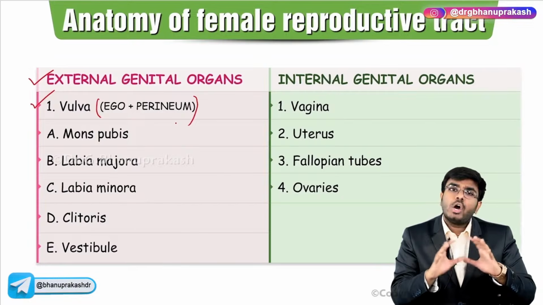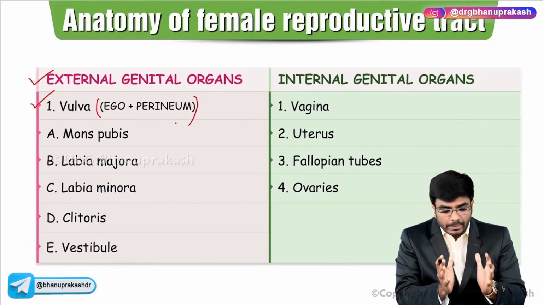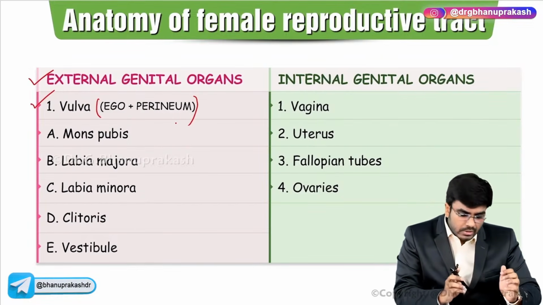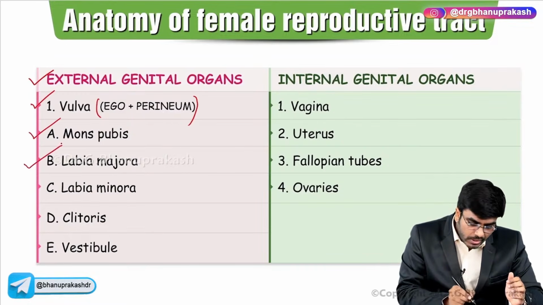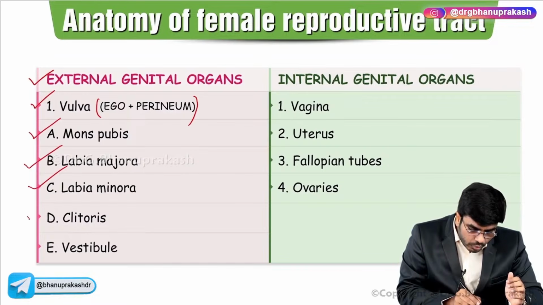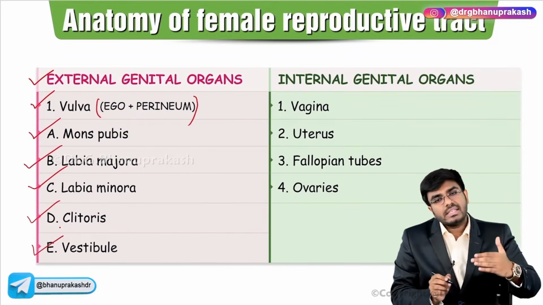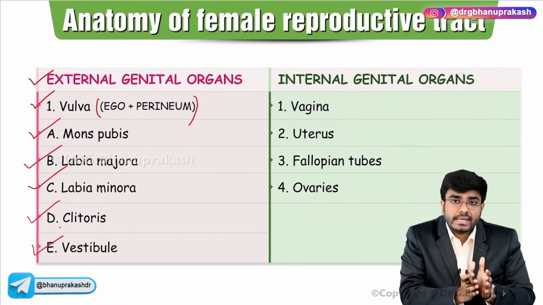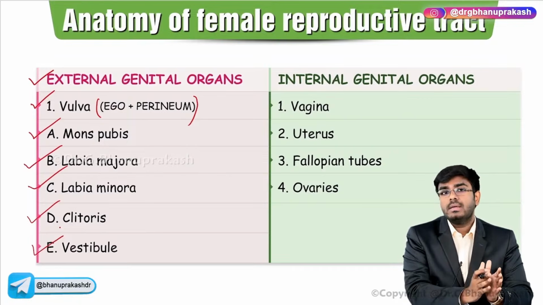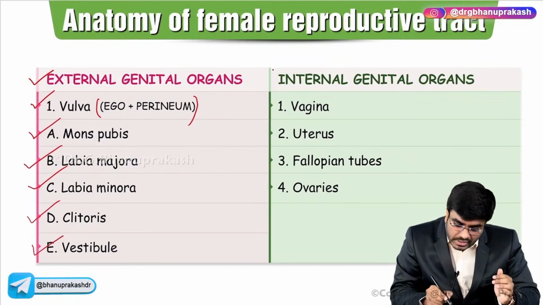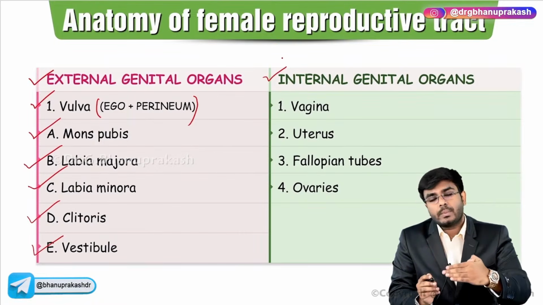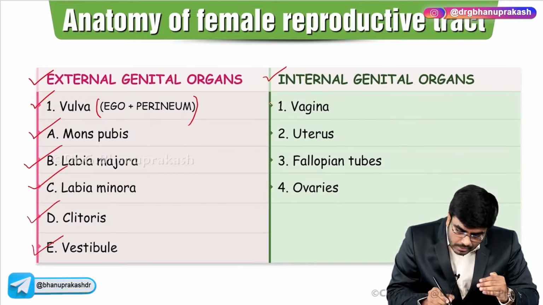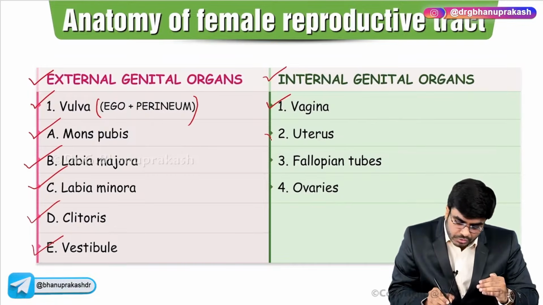Now what are all the structures which come under the vulva? Okay, so please concentrate guys. It's the mons pubis, labia majora, labia minora, a clitoris and vestibule. So all these structures are the external genitalia, which is nothing but the vulva. Now let's discuss about the internal genitalia. Under internal genitalia or the internal reproductive organs, the structures are a vagina, uterus, fallopian tubes and ovaries.